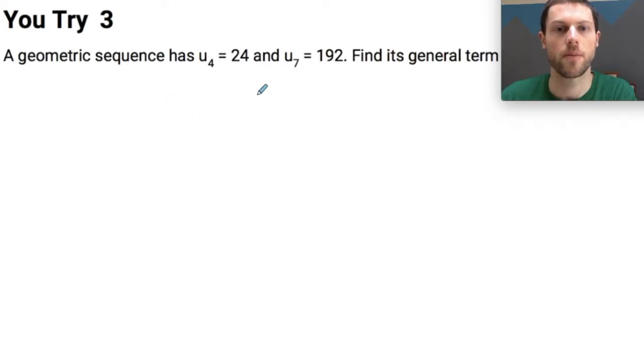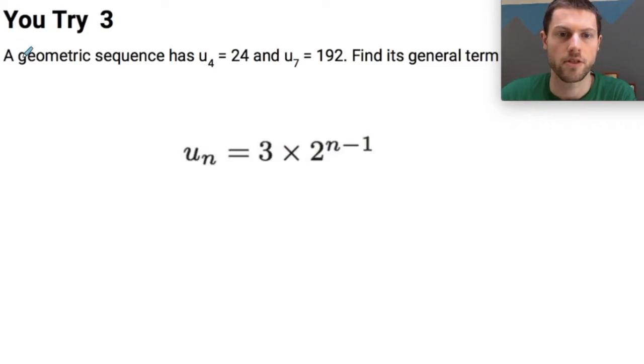Why don't you try this example where I give you two different elements of the geometric sequence, and go through those same steps to see if you can find the equation for the general term. And this equation turns out to be U sub n equals 3 times 2 to the n minus 1 power.